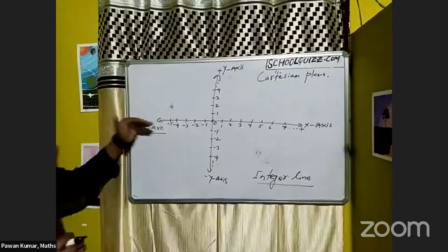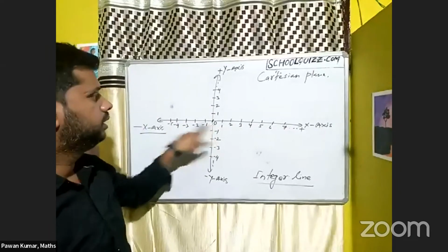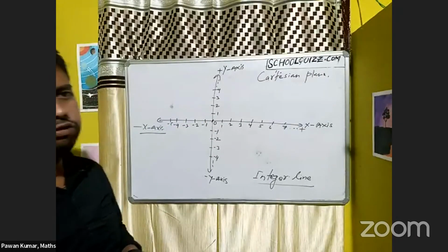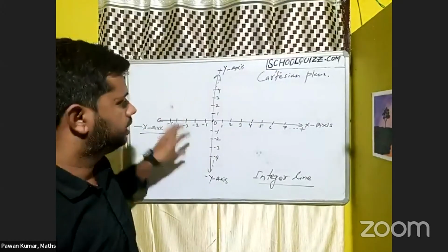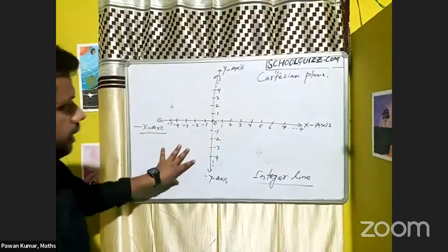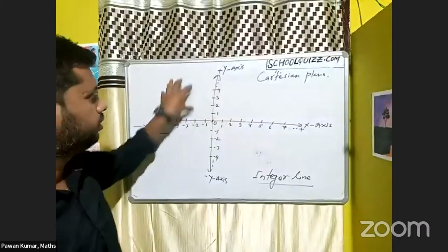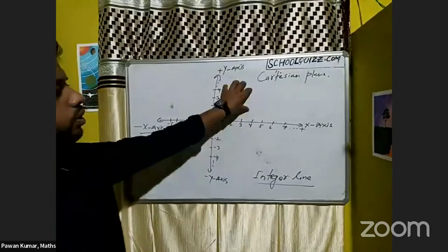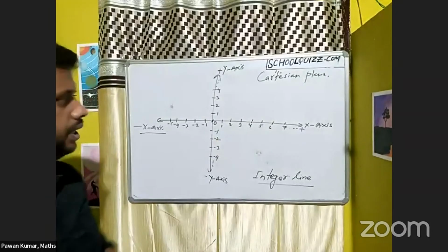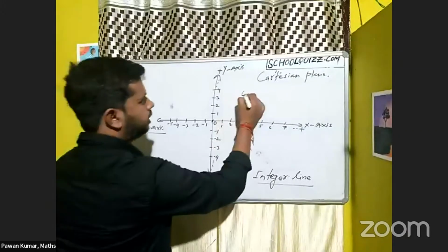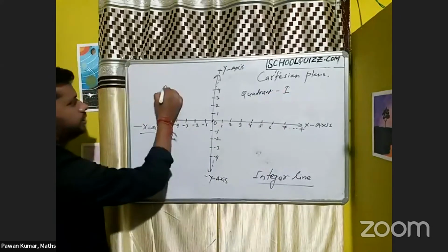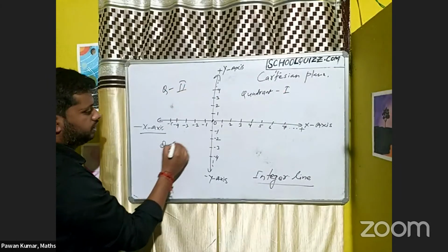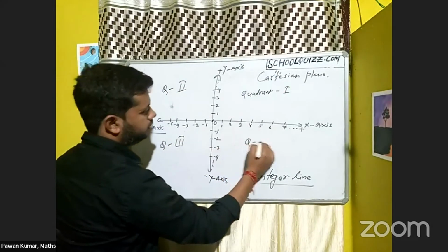Now, when these two lines intersect each other perpendicularly at point O, that will create the quadrants. Correct? There are 4 blocks. This 4 block, we call it a quadrant. Understand? So how does the quadrant work? This will be quadrant 1, the first quadrant. Similarly, quadrant second, this is quadrant third, and quadrant fourth.